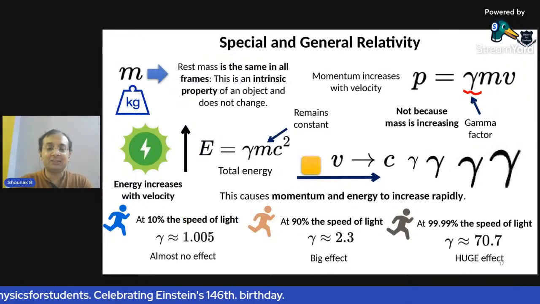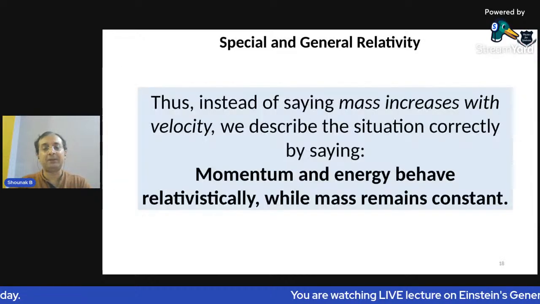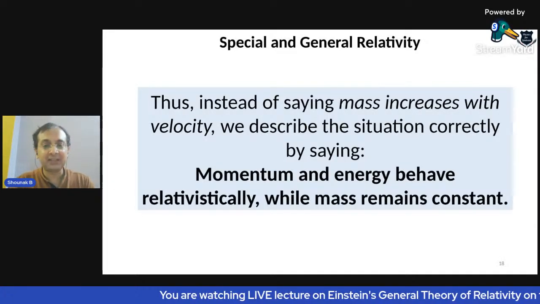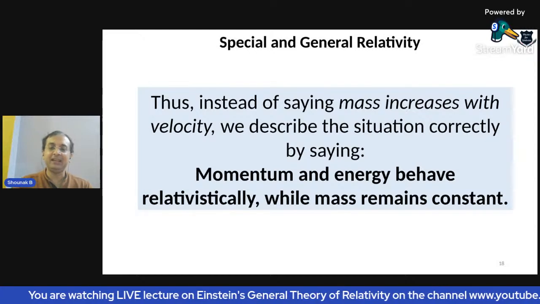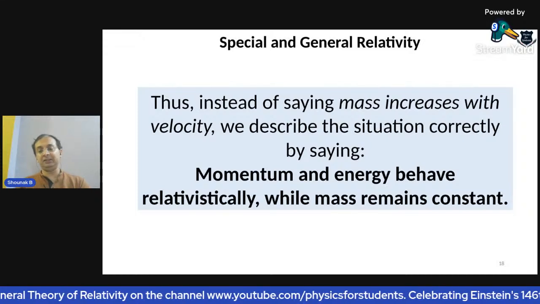I will show you a practical example today. What do I mean by time dilation? In day-to-day experience, for example, you are in Bangalore, I am in Calcutta, you are moving fast on a train or on an auto, and I am moving slowly. Do you think our clocks will mismatch? No. It will be absolutely negligible. There will be no effect. And the reason is this one, right at the bottom. Only and only when you're traveling close to the speed of light do these changes happen. So instead of saying mass increases with velocity, we say that momentum and energy behave relativistically while mass remains invariant.